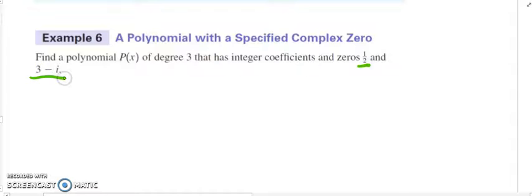So example 6 says: find a polynomial of degree 3 that has integer coefficients and zeros 1/2 and 3 minus i. But if it's degree 3, I know it has 3 zeros. Complex zeros always come in pairs, and it's going to be the conjugate. So that's going to be my other one.